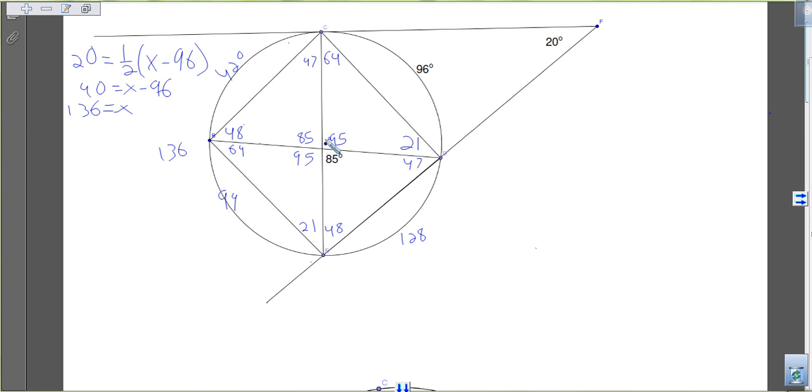A couple things that I can go through and check very, very quickly, just to make sure that I've done this correctly. I should have this triangle add up to 180 degrees, and 95 plus 21 plus 64 is in fact 180, so I'm good. So, fairly quickly went through and solved this.